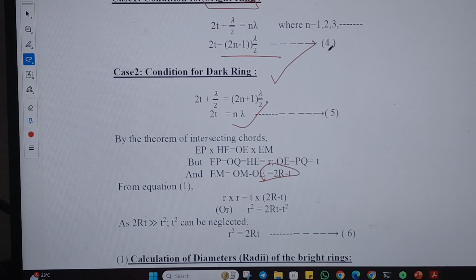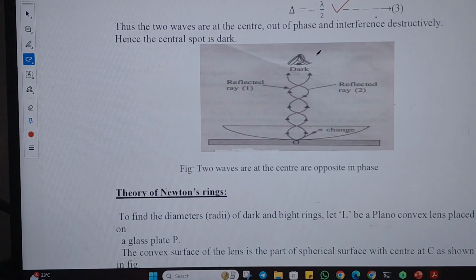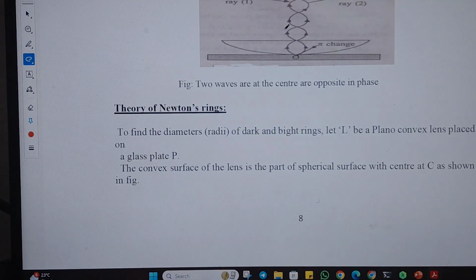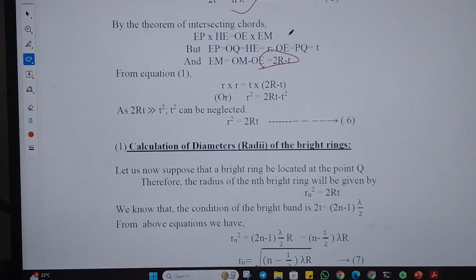Then from equation number 1, what is equation number 1? Here it is the path difference 2 mu t cos r minus lambda by 2, right? So from equation number 1, r into r will be t into (2R minus t), so r square will be 2Rt minus t square, and since 2Rt is greater than t square, t square will be neglected. Then r square will be 2Rt.